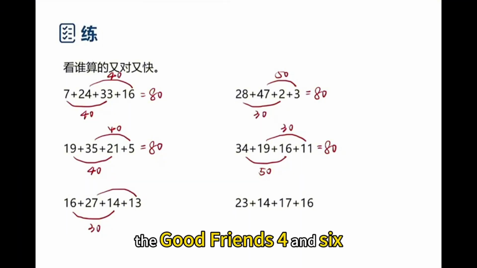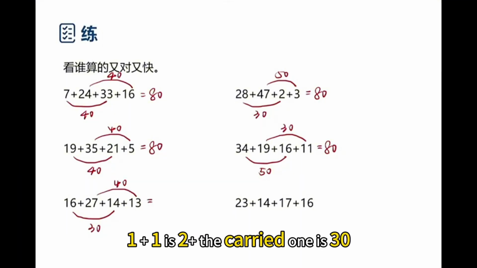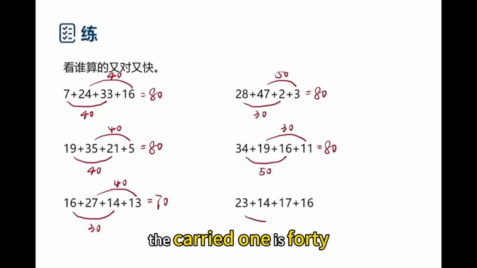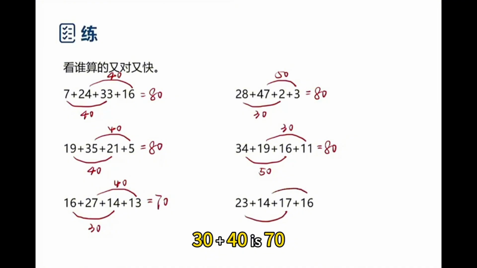The good friends 4 and 6. 1 plus 1 is 2, plus the carried 1 is 30. The good friends 7 and 3. 2 plus 1 is 3, plus the carried 1 is 40. 30 plus 40 is 70.